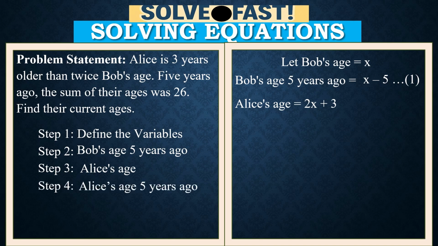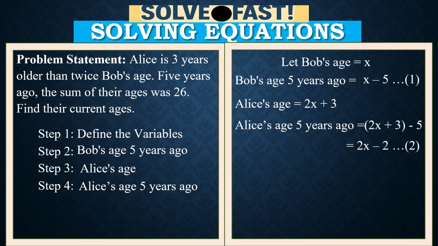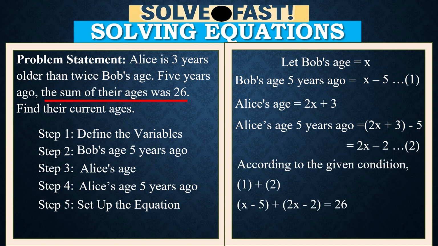Now the most important step, because we are going to compare the ages 5 years ago, you have to write in the next step Alice's age 5 years ago. It will be 2x plus 3 minus 5. After simplification, you will get this as 2x minus 2. Now what is the next step? You have to set up the equation. The sum of their ages was 26. So according to the given condition, you have to add both Bob's age 5 years ago plus Alice's age 5 years ago. And we get here x minus 5 plus 2x minus 2 is equal to 26.